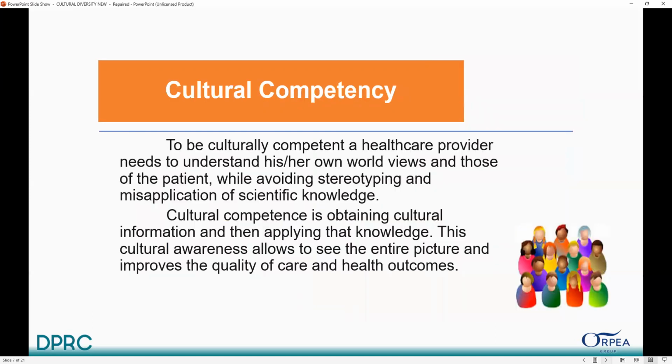Cultural competency. To be culturally competent, a healthcare provider needs to understand his or her own worldviews and those of the patient, while avoiding stereotyping and misapplication of scientific knowledge. Cultural competence is obtaining cultural information and then applying that knowledge. This cultural awareness allows one to see the entire picture and improves the quality of care and healthcare outcomes.